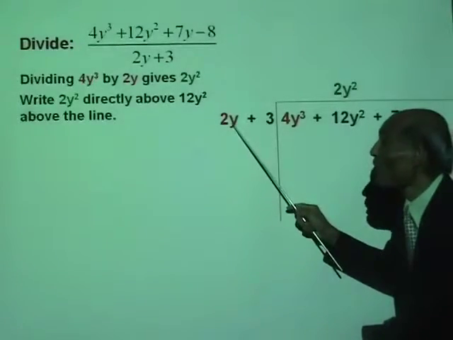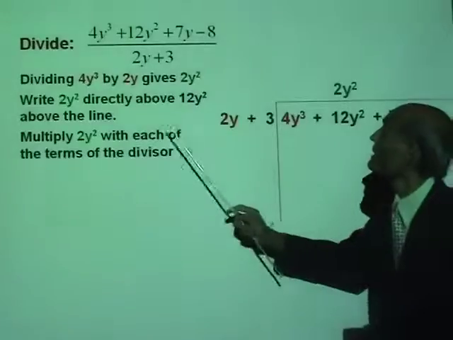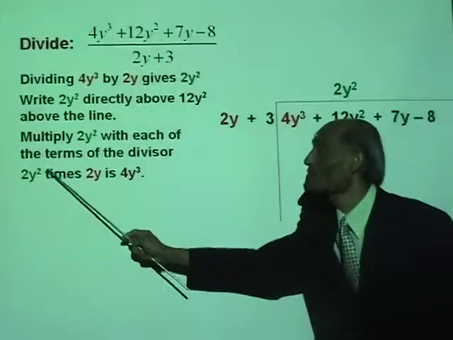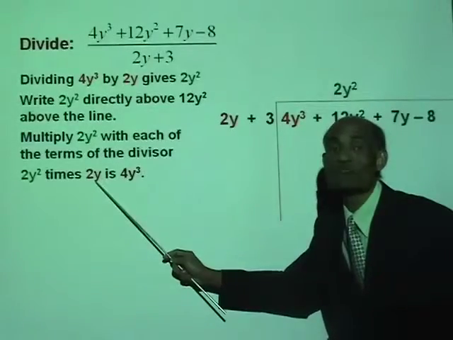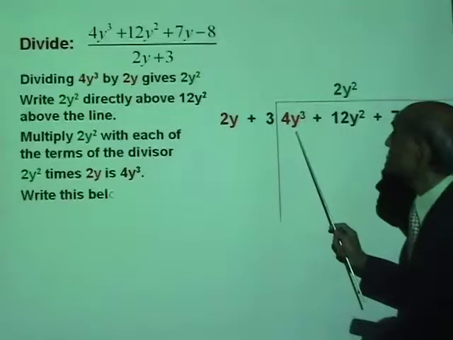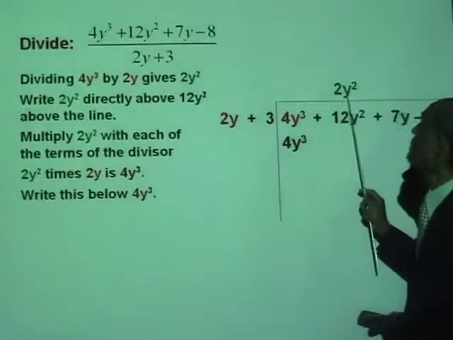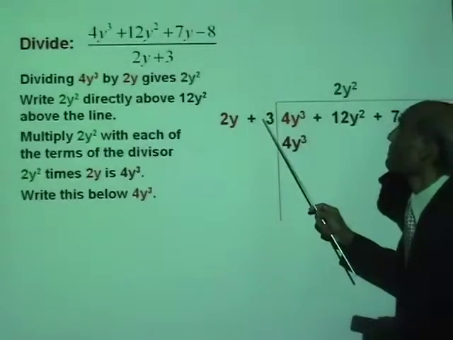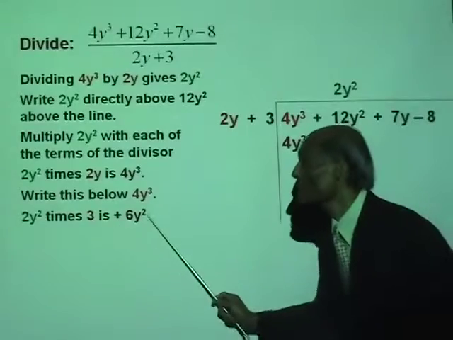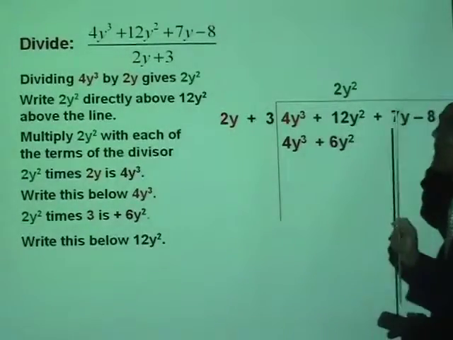Multiply each of the terms of the divisor. 2y squared multiplied by 2y. Tell me, what is 2y squared multiplied by 2y? Is 4y cubed. Write it below the 4y cubed. There we are. And now 2y squared multiplied by positive 3 is positive 6y squared. And write it below the 12y squared.